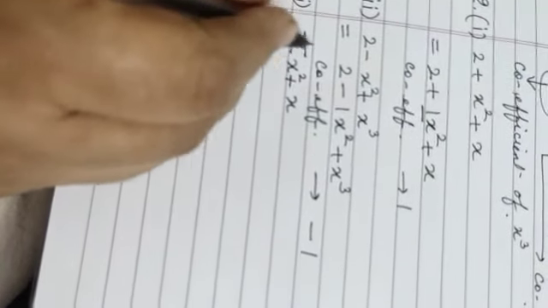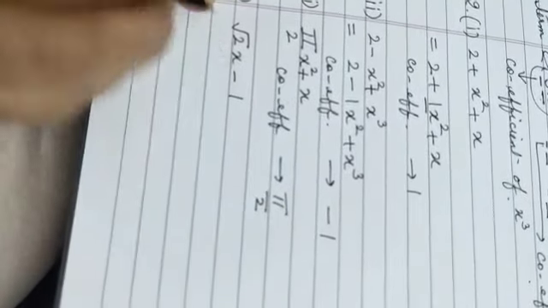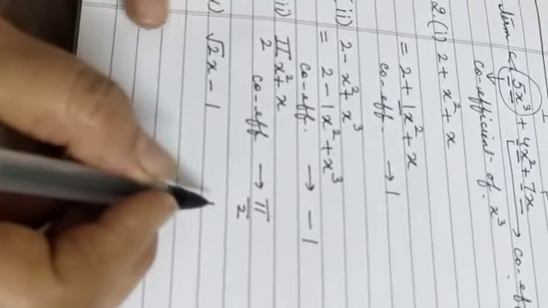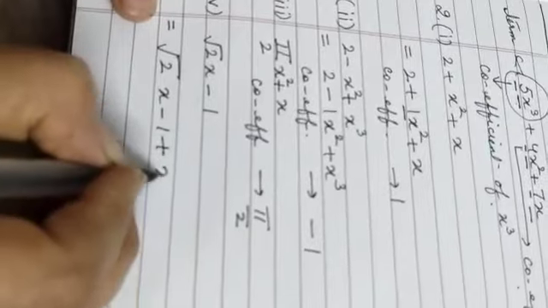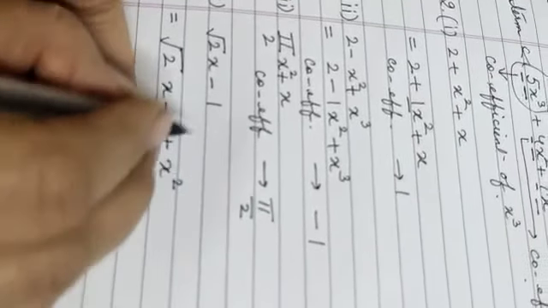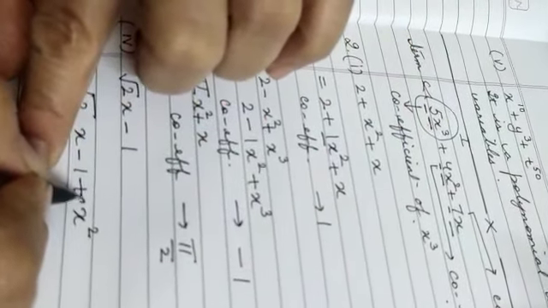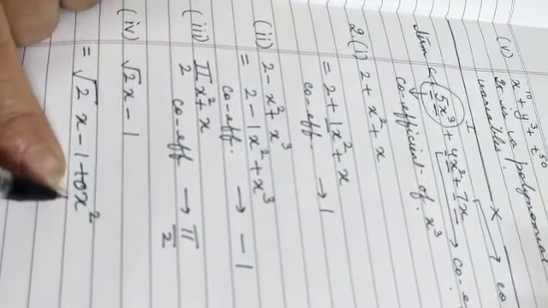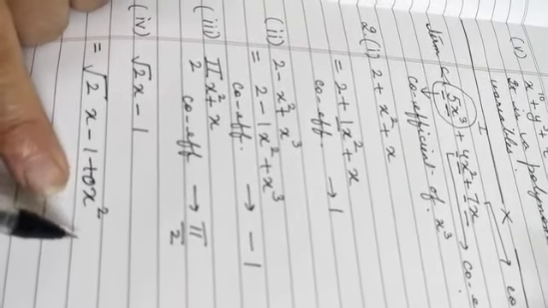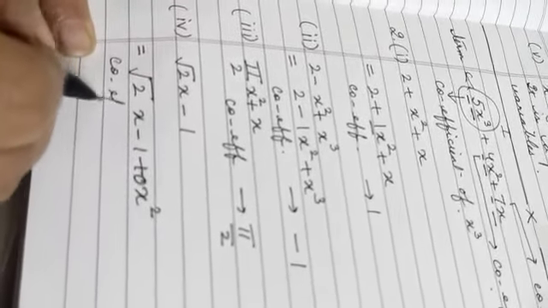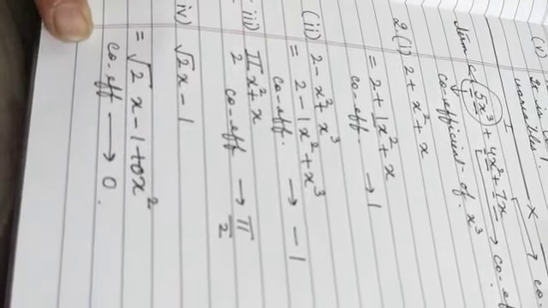Now in the third part, pi upon 2 has been multiplied by x square. Therefore the coefficient of x square is pi upon 2. Now in the fourth part, you may see that there is no x square term. So we will rewrite the given expression like this, plus x square. How can you add x square when there is no x square? So we have to neutralize this. We multiply this x square by 0. So 0 into x square will be 0. So the coefficient of x square here is 0. I hope all have understood.